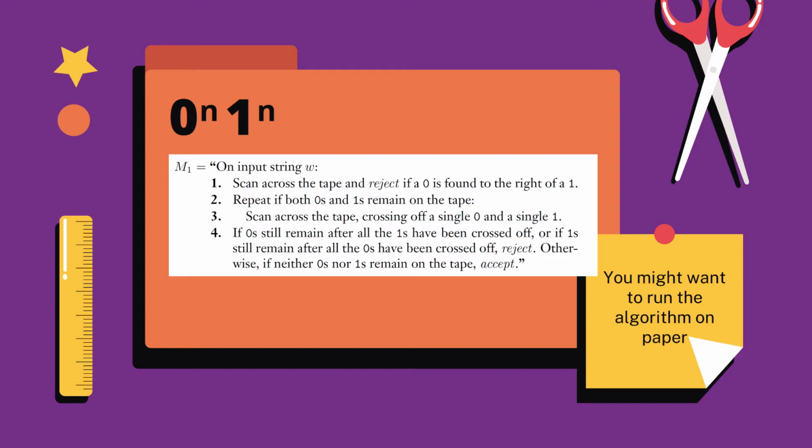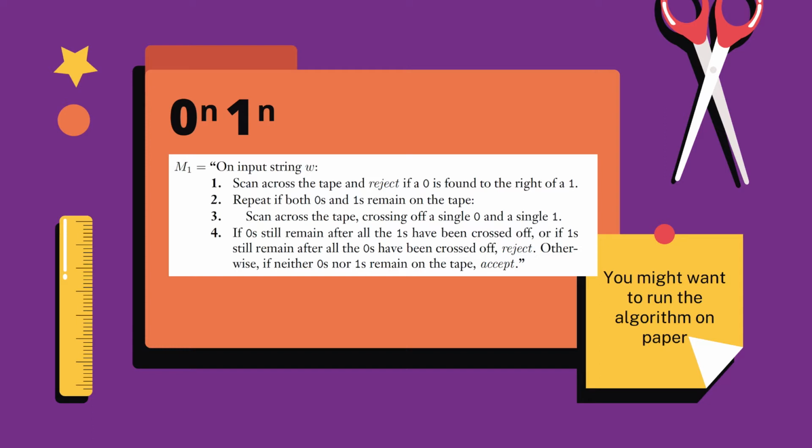Repeat until both some zeros and some ones remain on the tape. We scan across the tape, crossing off a single 0 and a single 1. So a pair of 0 and 1 will be crossed off in every iteration of this loop. Then finally, if zeros still remain after all the ones have been crossed off, or if ones still remain after all the zeros have been crossed off, reject. Otherwise, if neither zeros nor ones remain on the tape, everything has been crossed off, no symbols remain, then accept.